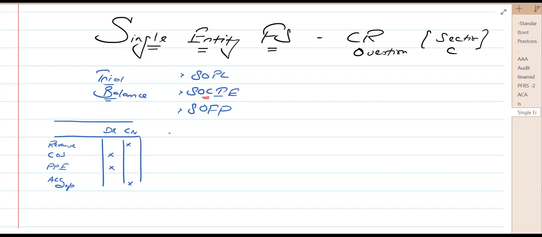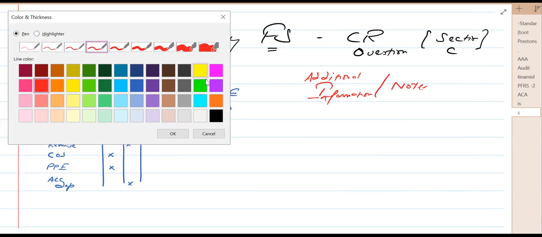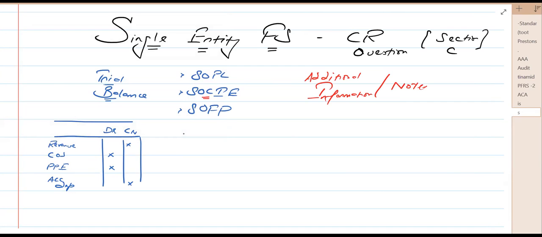Alongside the trial balance, there is going to be additional information, or you can say the notes. Now, the additional information or the notes are usually about adjustments, most of the time, you can say more than 90%. And there are some adjustments which are always tested. Let me write the ones which are 100% tested first.